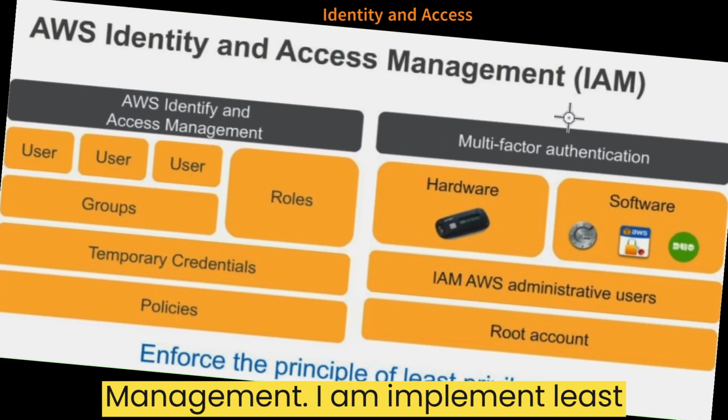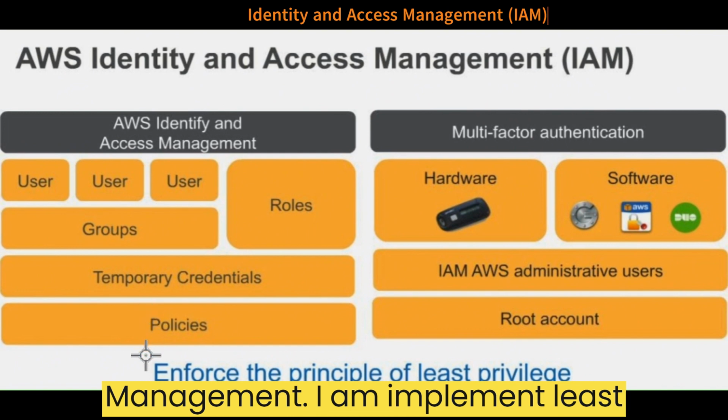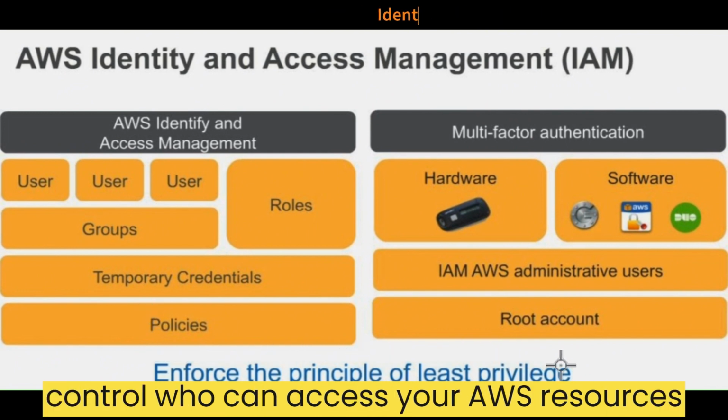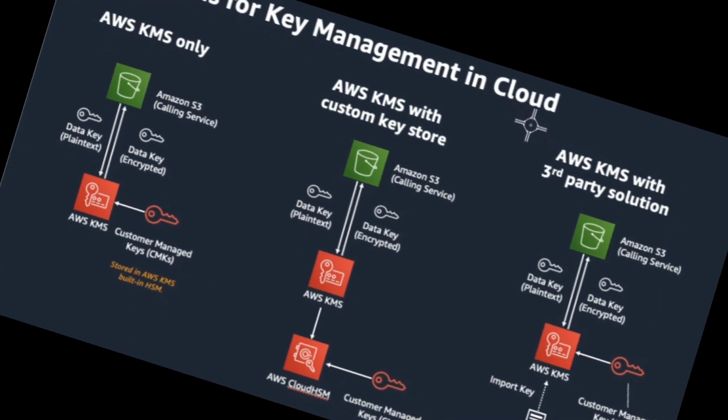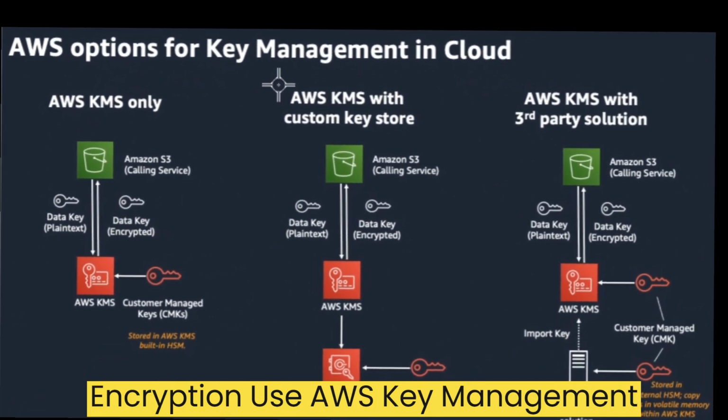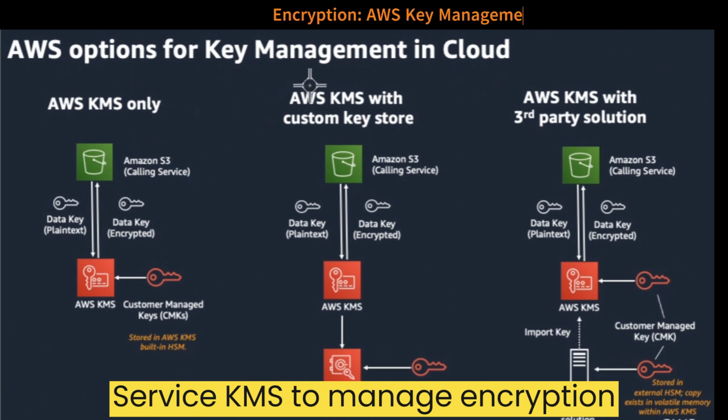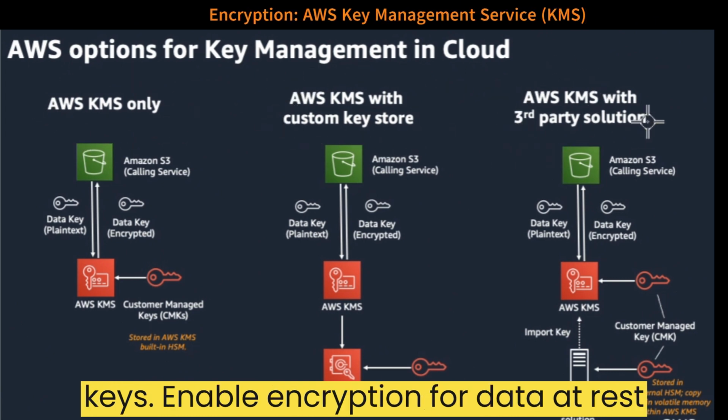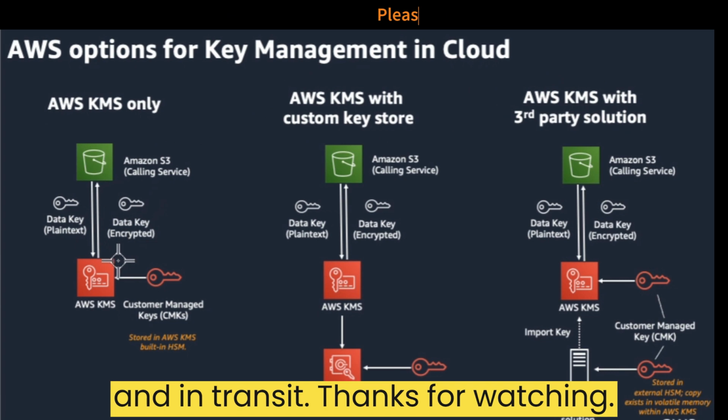Identity and Access Management, IAM. Implement least privilege principles using IAM to control who can access your AWS resources and what actions they can perform. Encryption. Use AWS Key Management Service, KMS, to manage encryption keys. Enable encryption for data at rest and in transit.